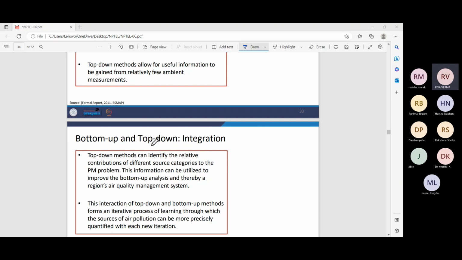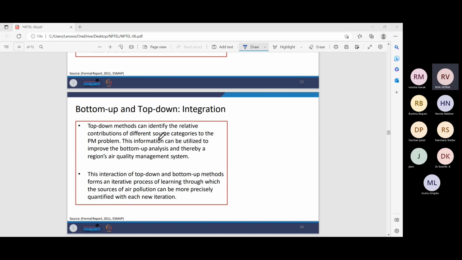Then top-down methods can identify the relative contributions of different source categories to the particulate matter problem. This information can be utilized to improve the bottom-up analysis, and thereby a region's air quality management system. And thus the interaction of both methods forms an iterative process of learning through which the sources of air pollution can be more precisely quantified.